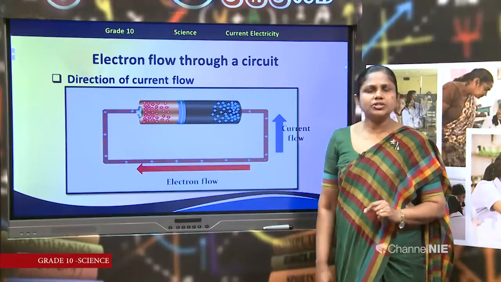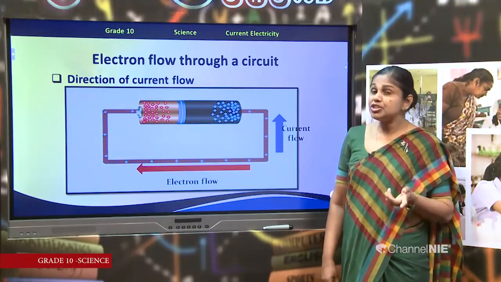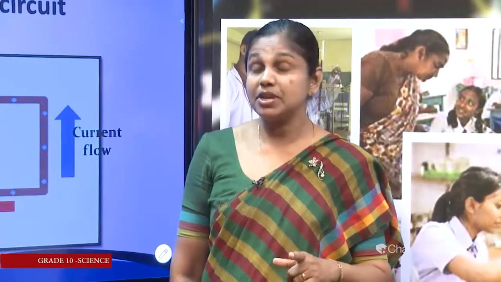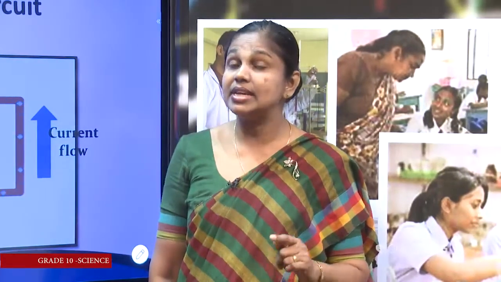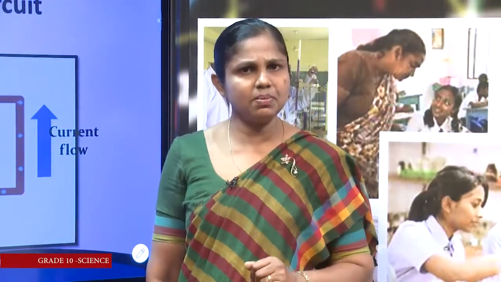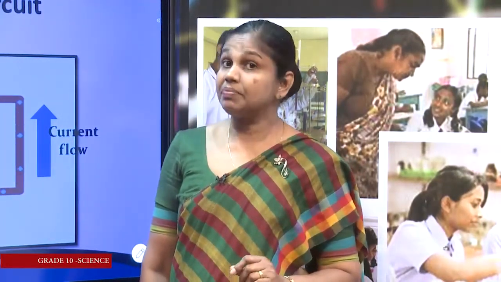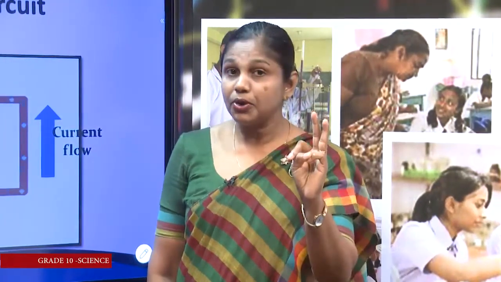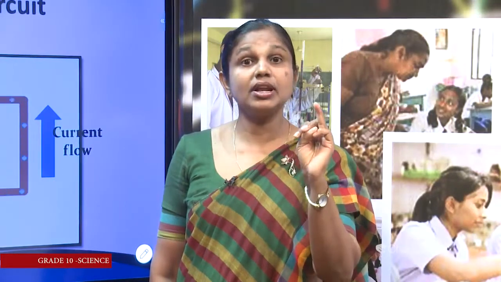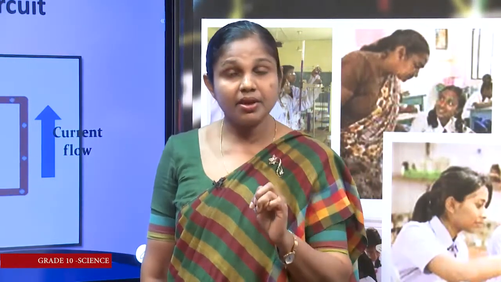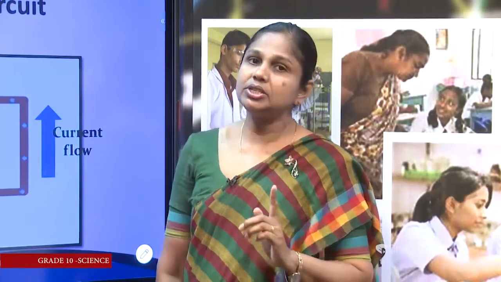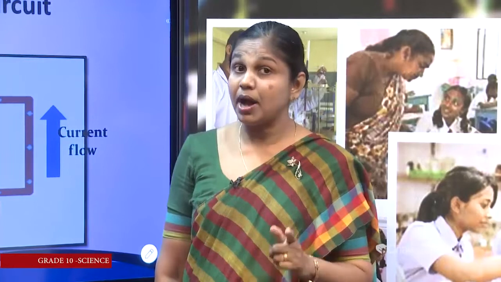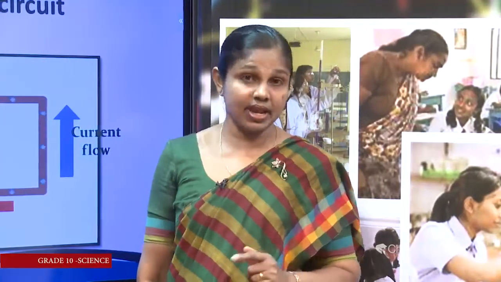Now we are going to learn about some measurements of electricity. Children, you have learned about measurements of electricity in grade 8. What are the measurements of electricity? There are three main measurements. Number 1, current flow. Number 2, potential difference. And number 3, resistance. First, we are going to remind ourselves what we have learned about current flow in grade 8.